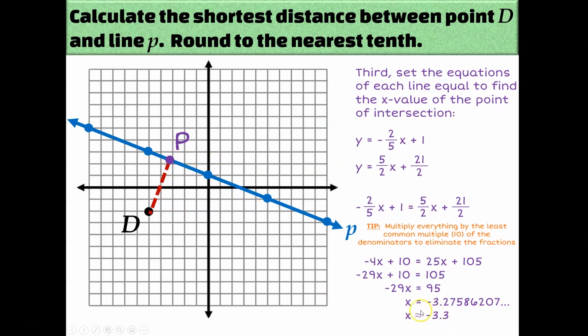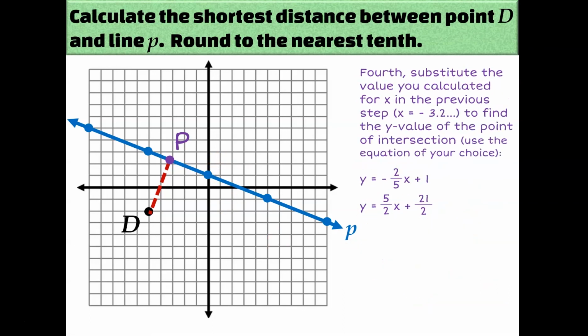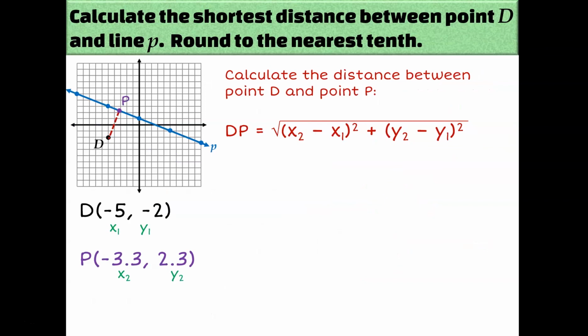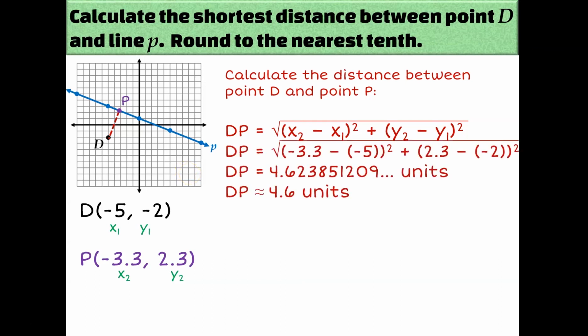To figure that out, I'm going to take negative 3.3 and plug it back into either of the original equations. It doesn't matter which of the equations you plug it back into. I'm going to plug it into the first one because it has fewer fractions. And we get approximately 2.3 for our y value. Which again, seems pretty reasonable because I count up 1, 2, and a little bit further, and that's about where the y value of P is. So now that I know the coordinates of point P, and I know the original coordinates of point D as well, I'll just plug all 4 numbers into the distance formula, and I'll get my answer. So you should end up with approximately 4.6 units for your final answer.